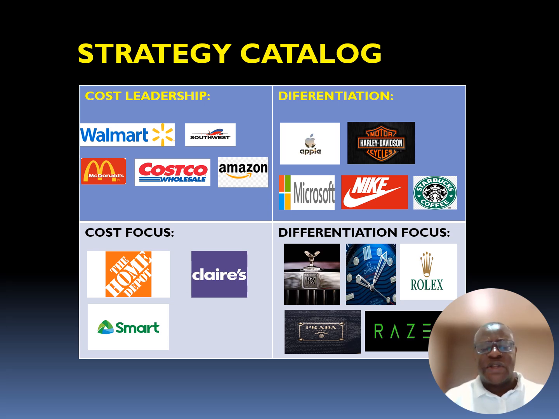Then for cost focus, you have Home Depot, which is an example. You have Smart and Claire's. And for differentiation focus, you find brands like Rolls Royce, Omega, Rolex, Prada, and Rizal. So these are the categories. What makes each of the categories, we'll find out in the subsequent analysis.